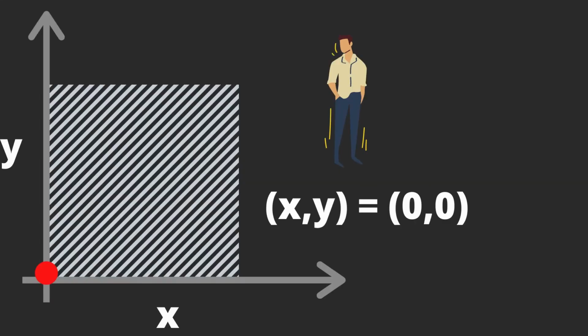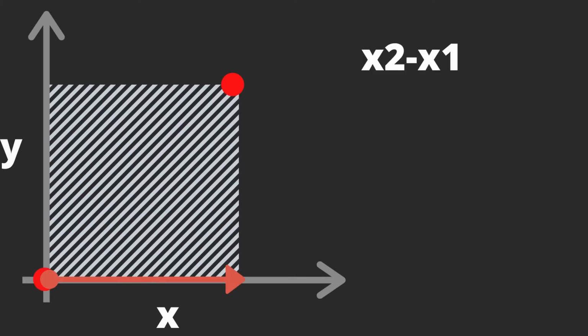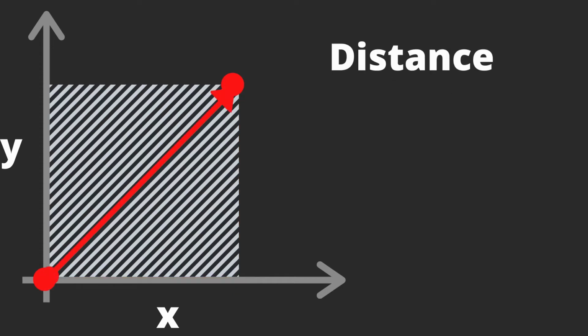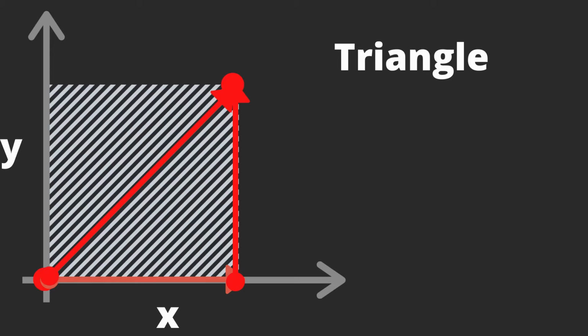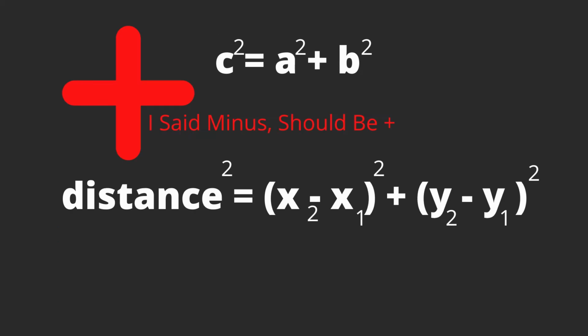So let's complicate things a little bit. Say you were now at x, y equals 0, 0, and your friend is at x, y equals 100, 100. If you used what you just learned and do x2 minus x1, you will get the distance in the x direction. If you do y2 minus y1, you will get the distance in the y direction. If you look closely, it starts looking like a triangle is forming between the x distance, the y distance, and the real distance. Here, a will be x2 minus x1, b will be y2 minus y1. If you know the Pythagorean theorem, you can find c, which will be the square root of a squared plus b squared. And there you have it.